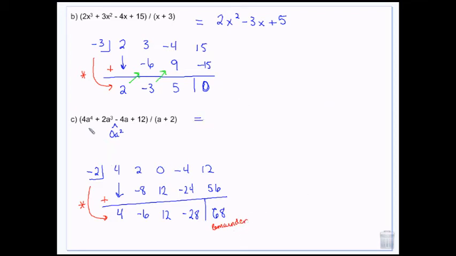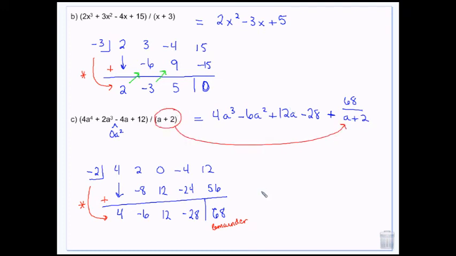So to write this up as my answer, I started at exponent of 4, so now I'm at an exponent of 3. It's positive, so I do plus 68 over x plus 2. So this is there.